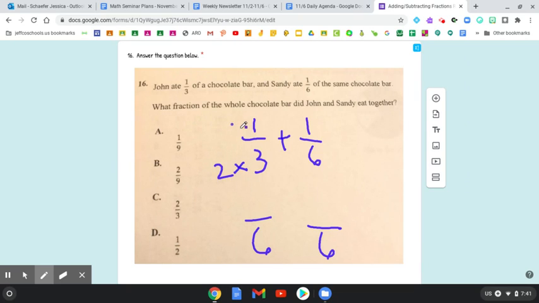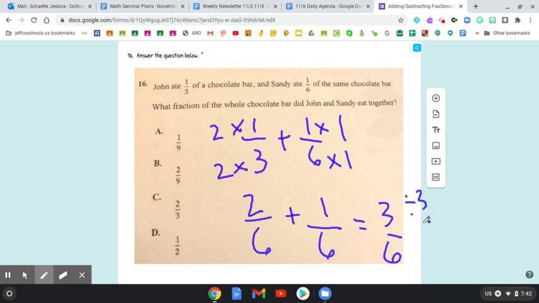Once you do your LCM chart, you'll see that. 2 times 1 is 2. This side is going to be times 1. 1 times 1 is 1. They're going to eat 3/6 of it. That's not there as an option because it needs to be simplified. So 3 can go into both. And I'm getting 1/2. So D.